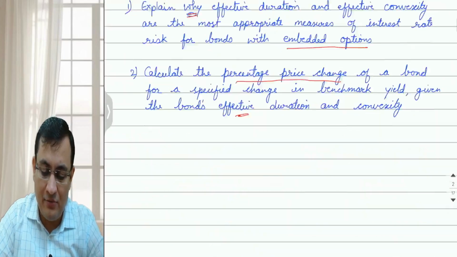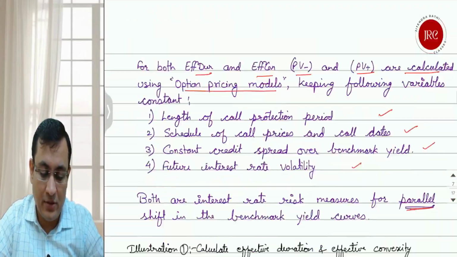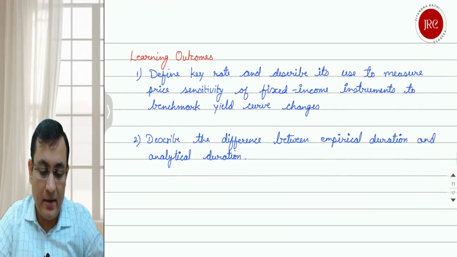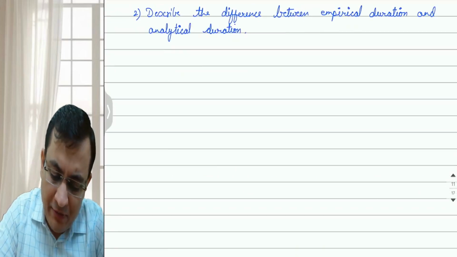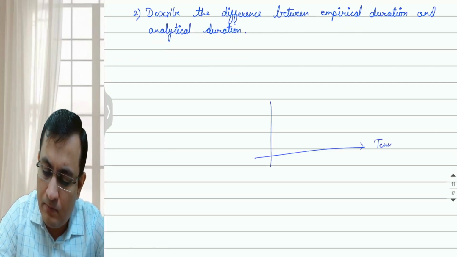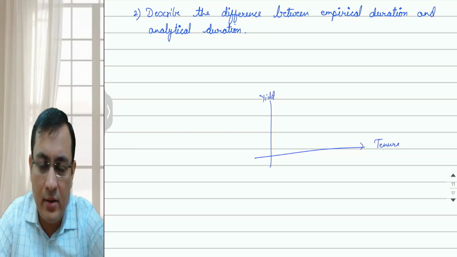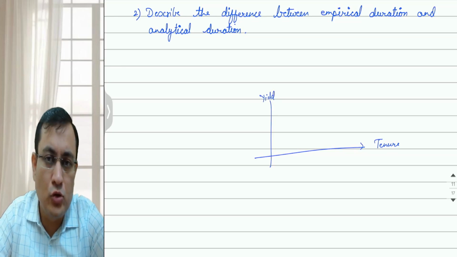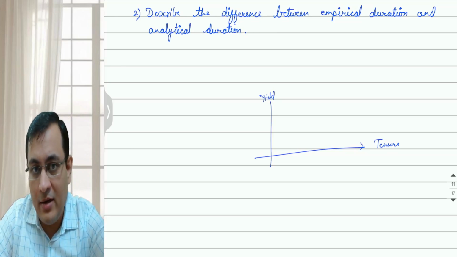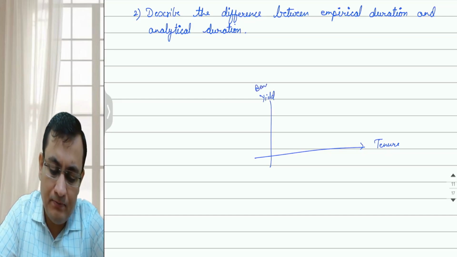So if we go by graph, what will happen in case of a non-parallel shift? If it is a normal yield curve, this is your tenure, this is your yield, and we are talking now about benchmark yield. We understood that it's better to use benchmark yield as the base for calculating the durations. So it is the benchmark yield.